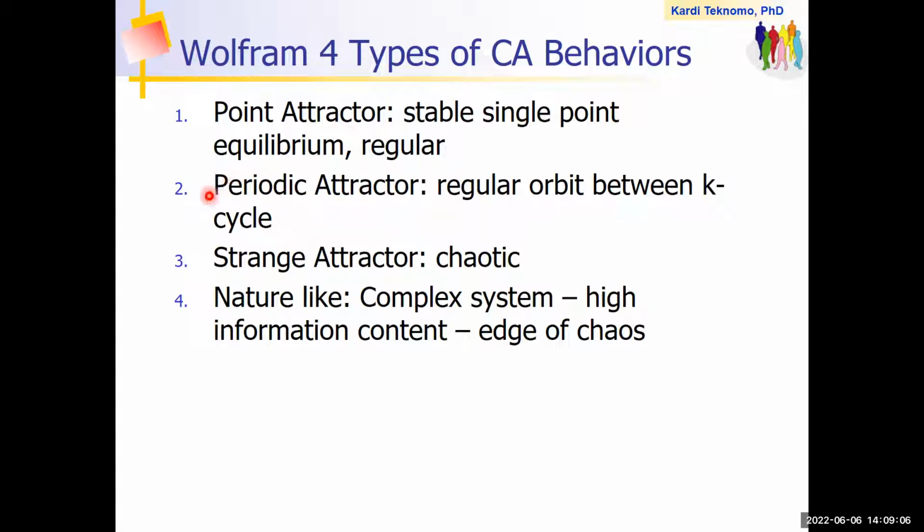So second is about periodic attractor. There is a regular orbit between the K cycles. And the third one is chaos, strange attractor. And then the last one is the one that is actually important, with this nature-like, complex system. So this is high information content, and sometimes we call this the edge of chaos. Why? Because this is between regularity and chaos. So be careful, edge of chaos is not chaos. It's complex.